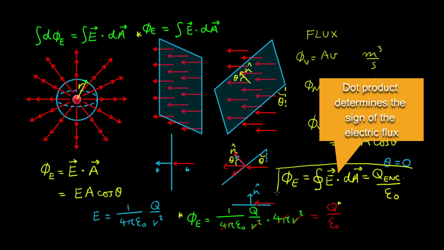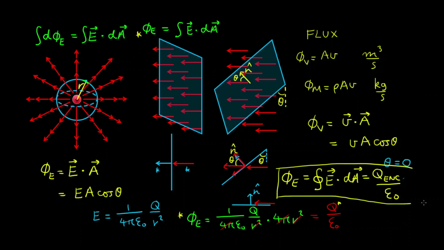And this here is our general expression for the electric flux through a closed surface, which is obeyed for any closed Gaussian surface. This can be proven using more advanced calculus, such as Gauss's divergence theorem, but we'll just take it as it is for now, and we'll apply it to determine the electric field for different charge distributions.